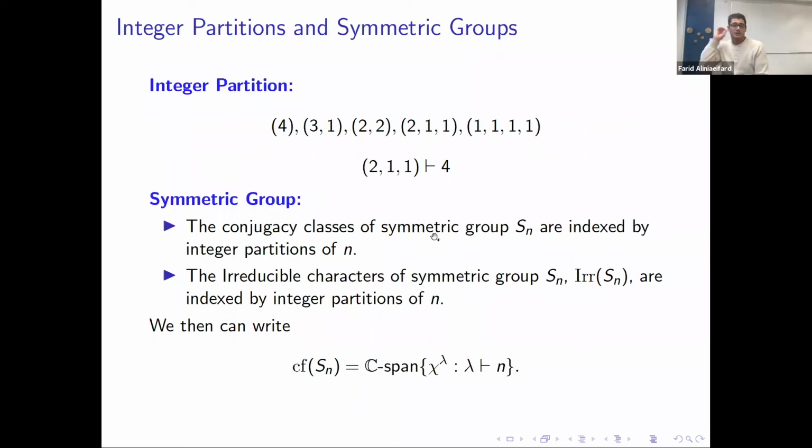Then now I want to talk about integer partitions, because later I want to talk about symmetric functions and also how they are isomorphic with class functions of symmetric groups. An integer partition is a non-decreasing tuple whose sum is equal to n. So here I have a partition of 4, because this tuple is non-decreasing and the sum of these 4 elements is 4. And this is the notation for integer partitions.